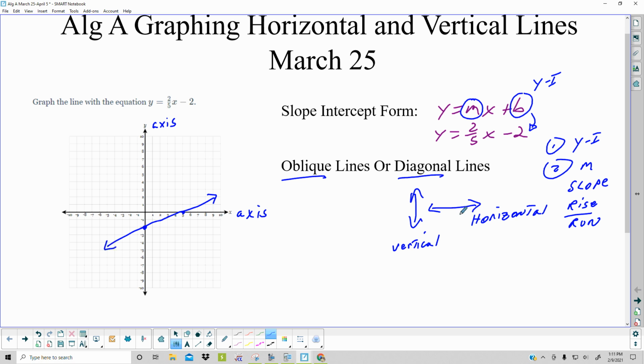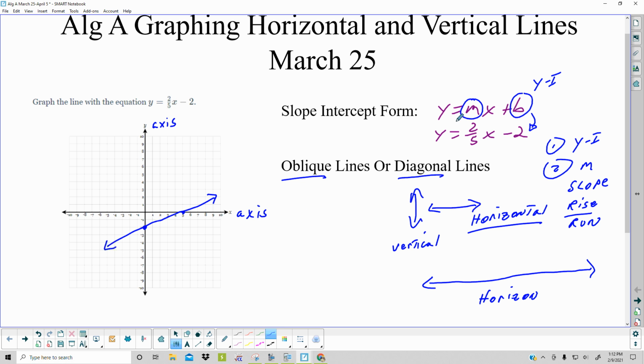A way to remember, if you have trouble remembering which is vertical, which is horizontal, when you're outside and you look at the horizon, it is left to right. That's horizontal. Horizon, horizontal. Okay.